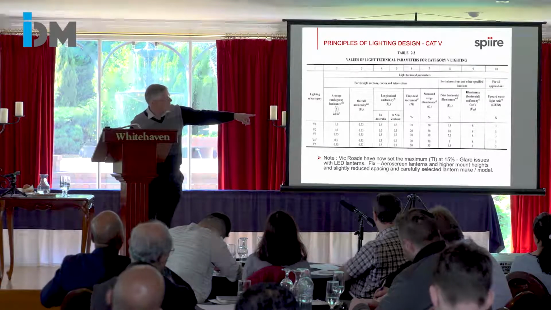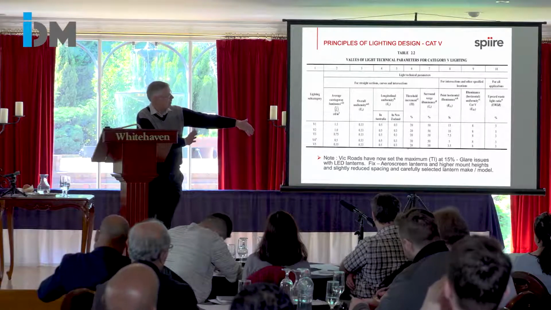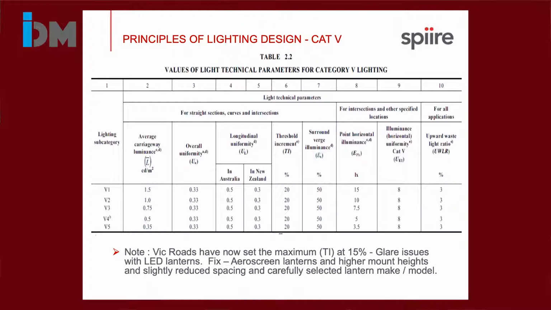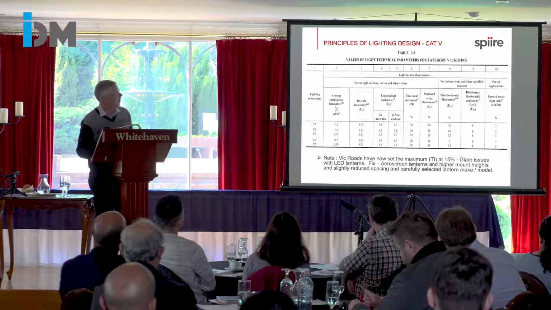Surround illuminance is 50%, which is that road verge, typically 2-3 metres off the carriageway. You need 50% of the light output. And then for intersections, on the right-hand side, you've got a point horizontal luminance of 7.5 lux, and then a horizontal uniformity factor of 8, which is that ratio of maximum versus minimum light output within that designated design area, and a maximum of 3% upward waste light.